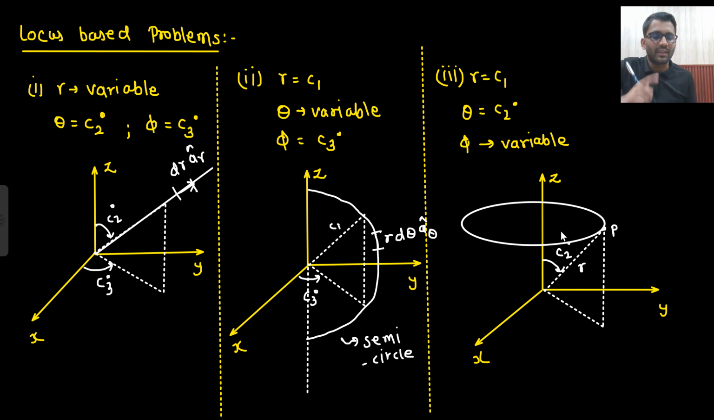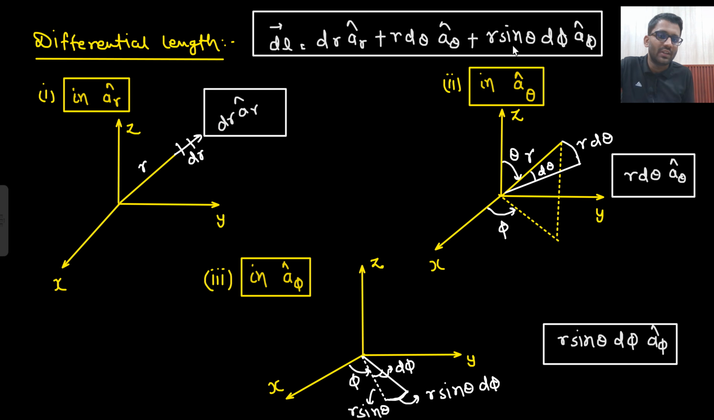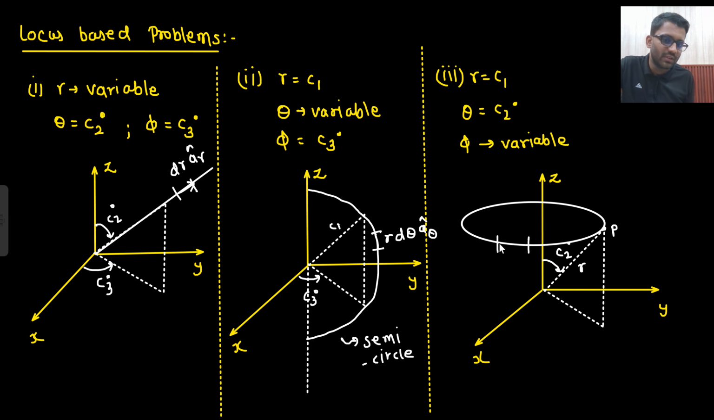This is exactly the same example we took in our previous Cartesian coordinate as well, right? It will make a circle only. So if I am moving in theta, how much am I moving? R d theta. If I am moving in phi, I am moving r sin theta d phi. The small length will be r sin theta d phi.